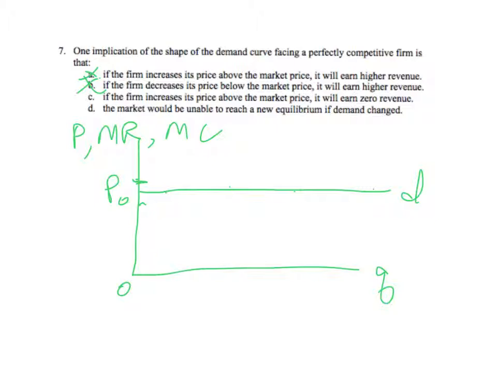Let's check out C. If the firm increases its price above the market price, it will earn 0 revenue. Well, I just said that. C is right. Well, let's hope D is wrong. Otherwise, I got 2 right answers here. The market would be unable to reach a new equilibrium if demand. Well, that's ridiculous. That was not even a good distractor. I bet nobody individually or as a team answered D. But there we are. That's the first 3 questions that anybody missed on the Readiness Assurance Process quiz.